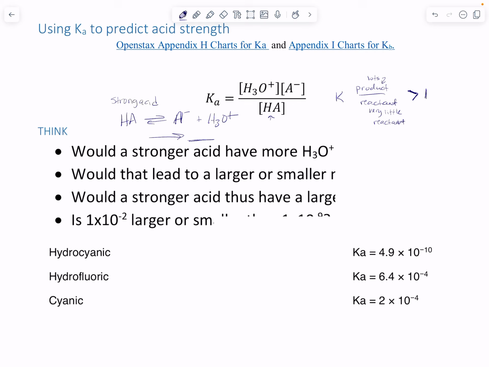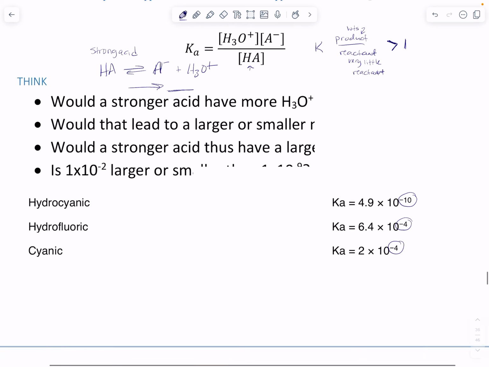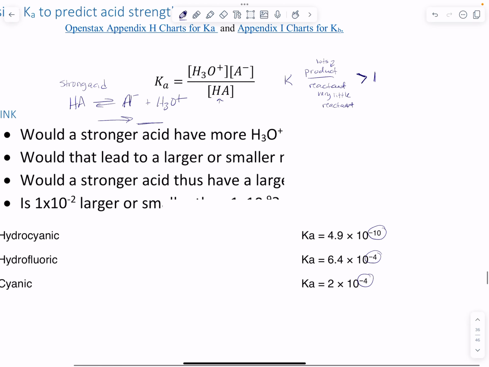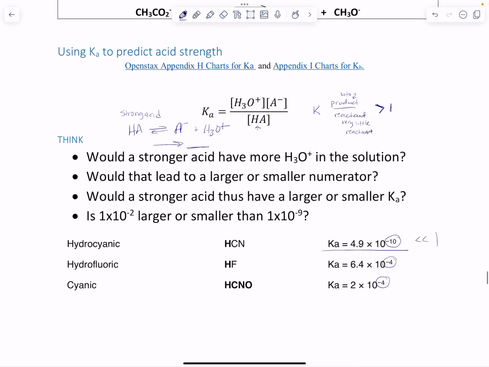So here's where you can look at some of the examples. Right in here, I have something that's to the -10th and the -4th and the -4th. These are all less than 1, but this one is a lot less than 1. So this is way, way less than 1. So this one is going to be my weakest in the group of 3. So HCN will be my weakest acid.